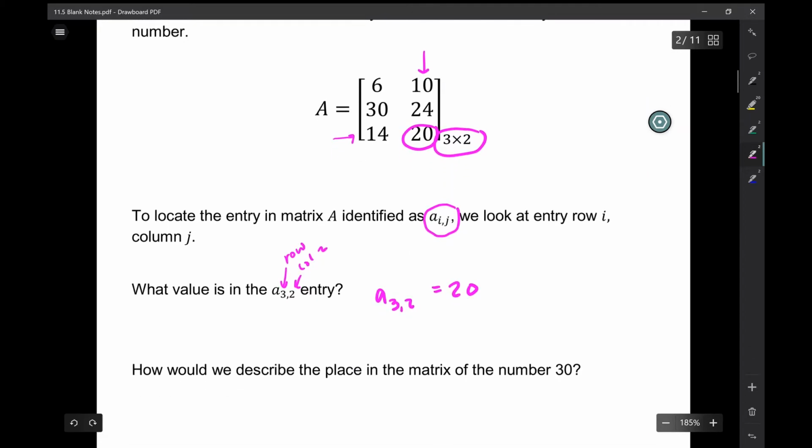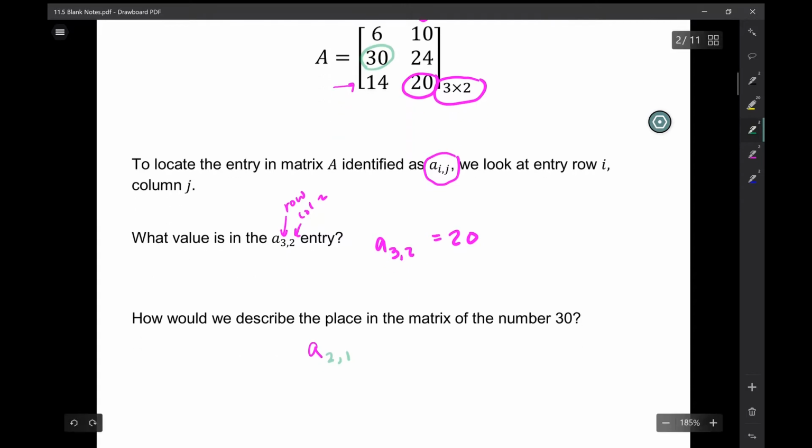Let's practice the other way. If we wanted to reference the number 30 in the matrix there, what row and column number would we give? Well, we would use A. 30 is in row 2, and it's in column 1. So that's just notation about matrices is really what we're talking about right now.